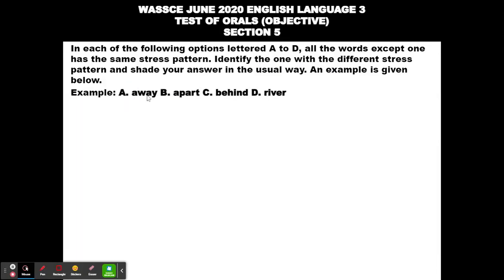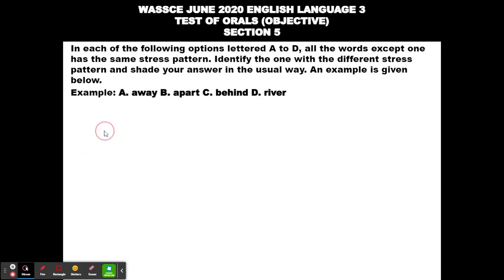Example, you have away, apart, behind, river. Now, when you look at away, stress is on the second syllable. B, apart, stress is on the second syllable. C, behind, stress is on the second syllable. But D, river, stress is on the first syllable.